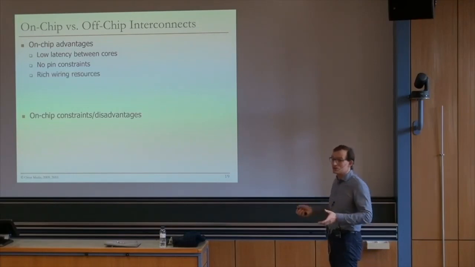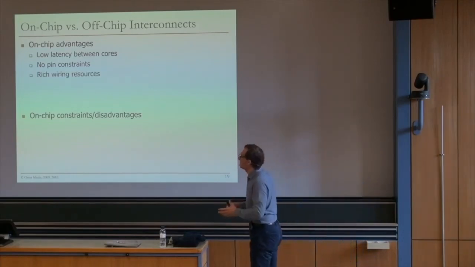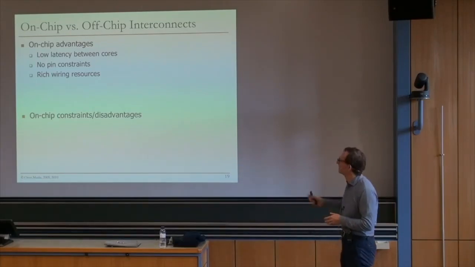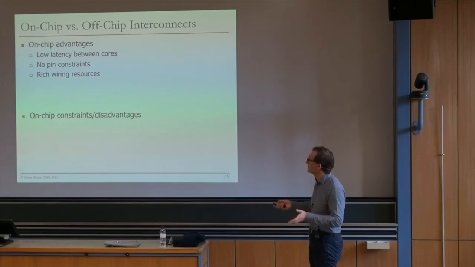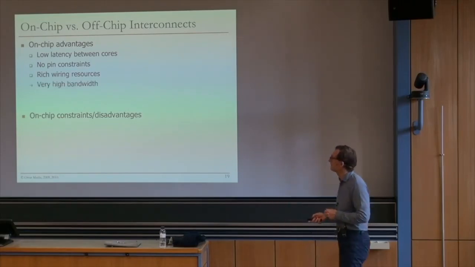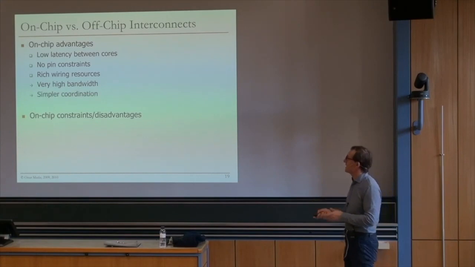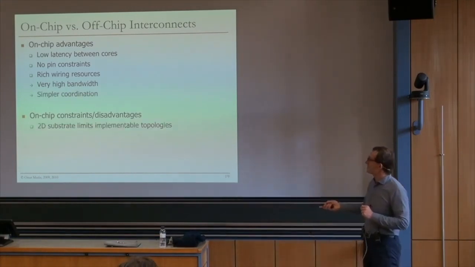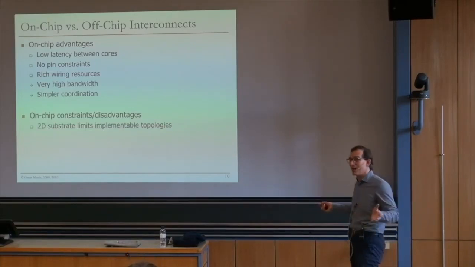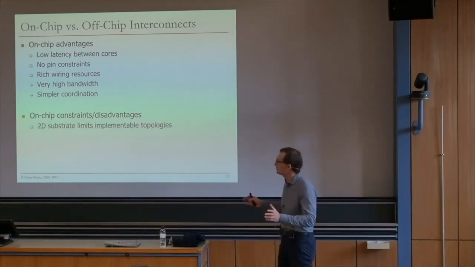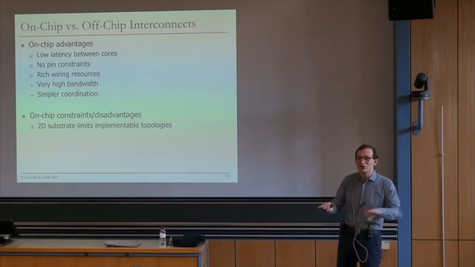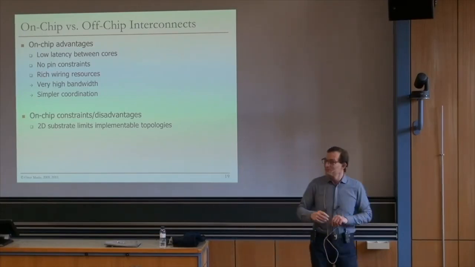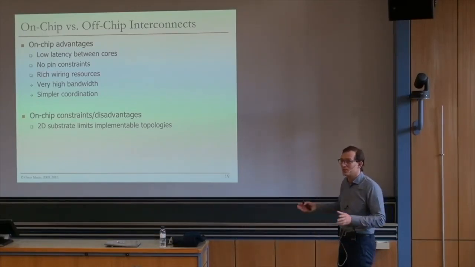There are rich wiring resources compared to off-chip again. If you think about off-chip, you have real big wires, but these are also real wires, and you can even think of them as small nanowires, right? People are actually working on even smaller wires. As a result, you have very high bandwidth on-chip, and you may have simpler coordination because you're restricted to on-chip, right? Of course, on-chip has constraints and disadvantages. Off-chip, you don't have a two-dimensional substrate, but on-chip, you're limited by the two-dimensional substrate, right? So you need to lay out on this two-dimensional substrate, and as a result, you're limited by your wiring resources, and your implementable topologies get limited.